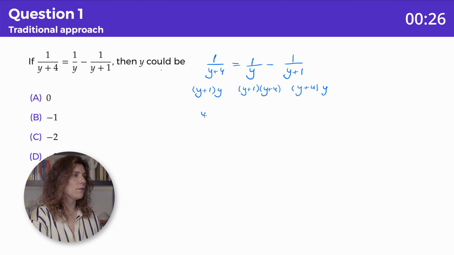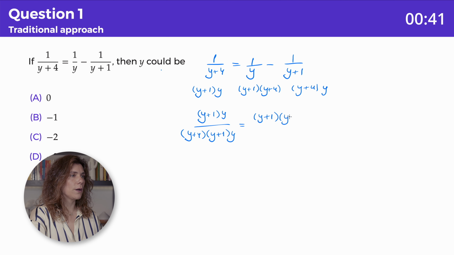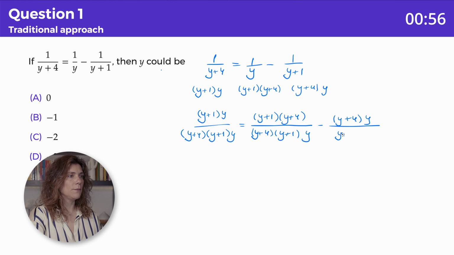So now we would have y plus 1 times y on the numerator, and denominator would be y plus 4 times y plus 1 times y, and this is equal to y plus 1 multiplied by y plus 4 divided by exactly the same denominator. So y plus 4, y plus 1, and y. And then minus y plus 4 times y divided by exactly the same denominator.